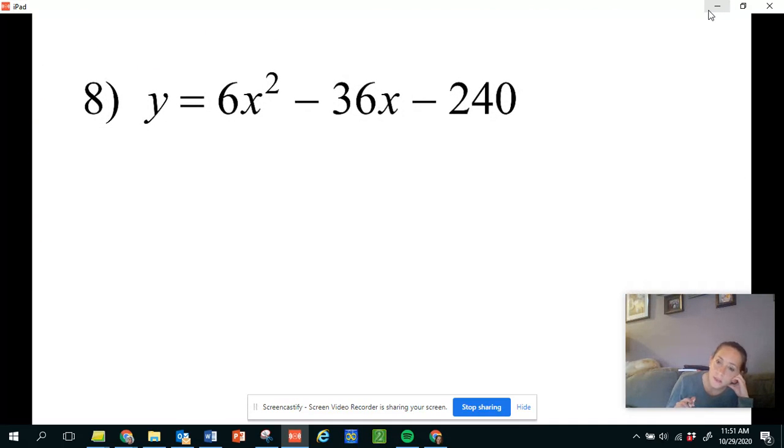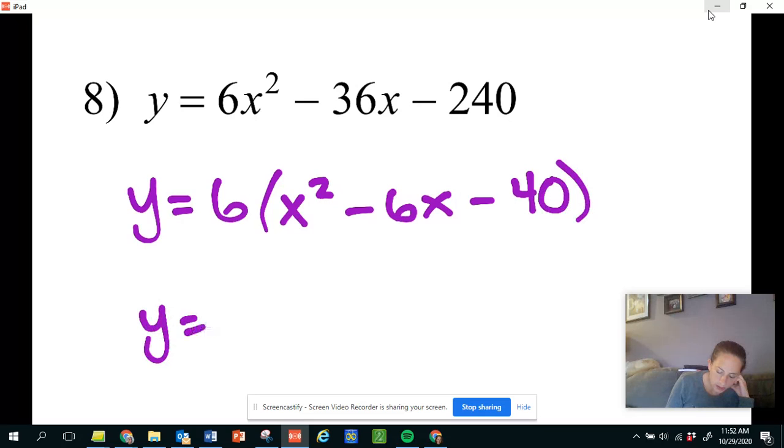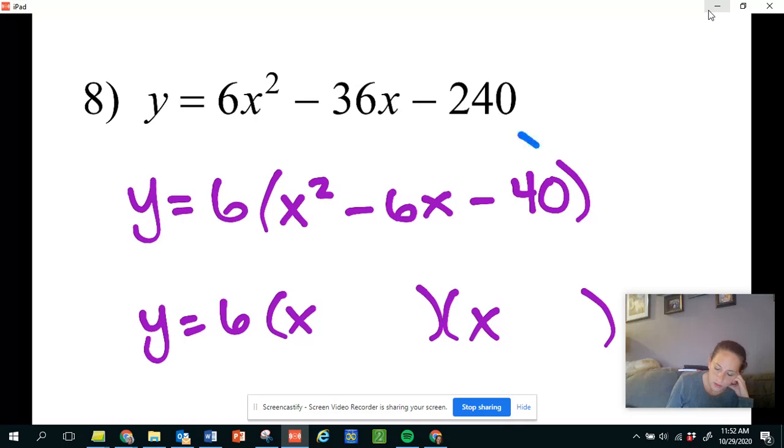Next, greatest common factor again. So I'm going to factor out a 6. Once I divide everything by 6, I end up with x squared minus 6x minus 40. So I need to factor. So I have to find two numbers that multiply to 40 and add to negative 6. Multiply to negative 40 and add to negative 6.